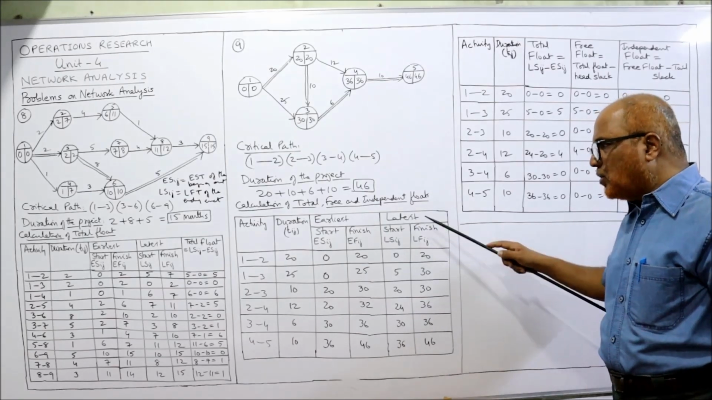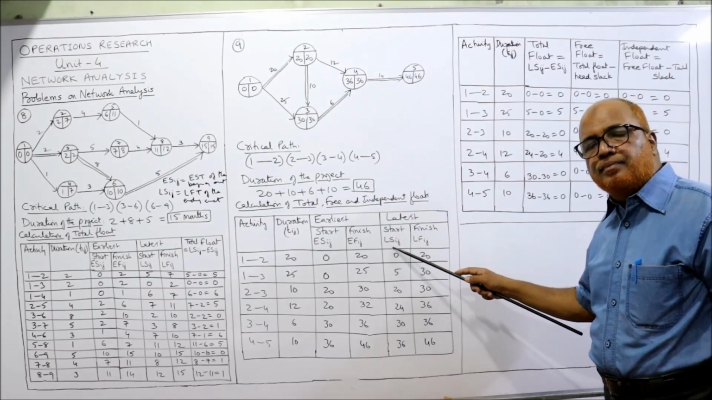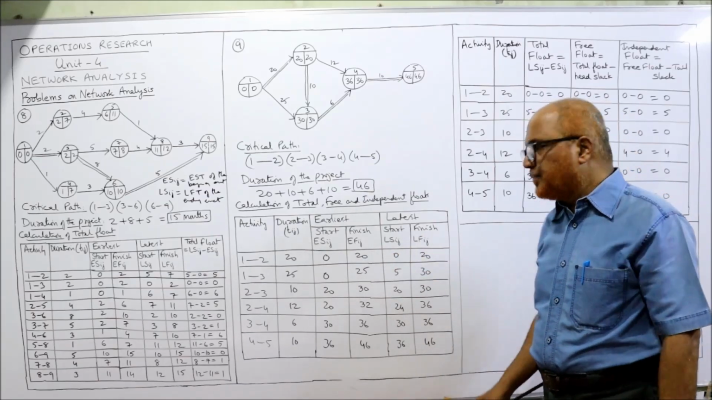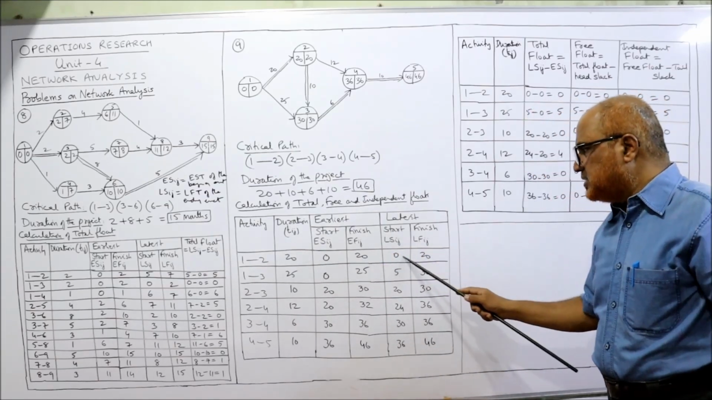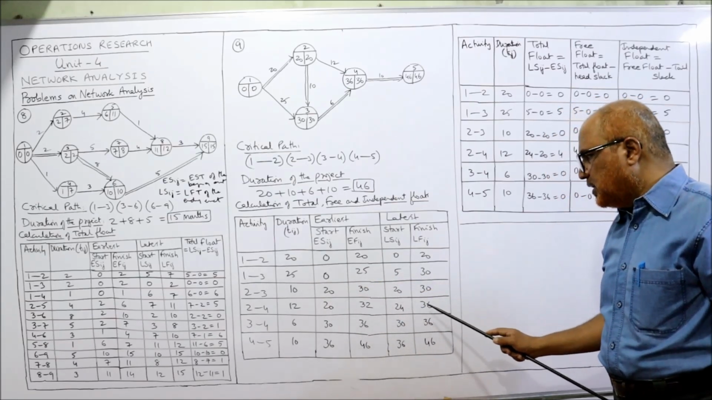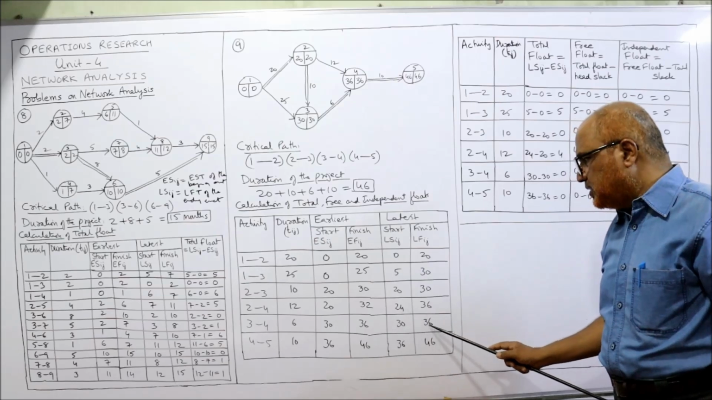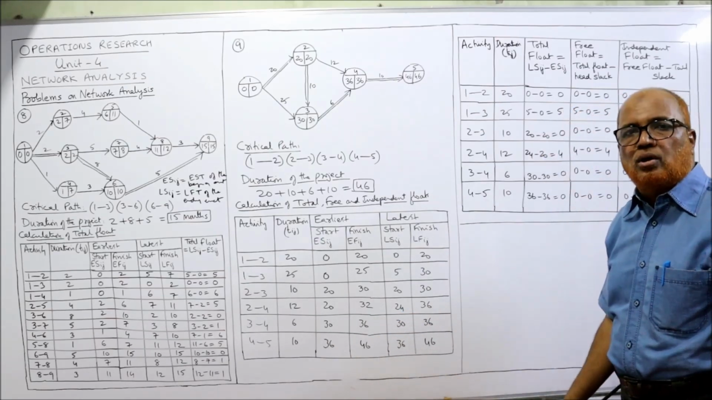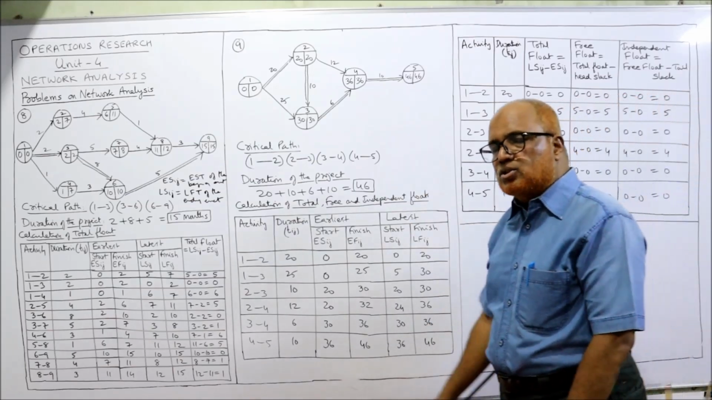So LFIJ we got. Now LSIJ. That means LFIJ minus TIJ, subtract TIJ. So 20 minus 20, 0. 30 minus 25, 5. 30 minus 10, 20. 36 minus 12, 24. 36 minus 6, 30. 46 minus 10, 36. That's all. We have made all the calculations.